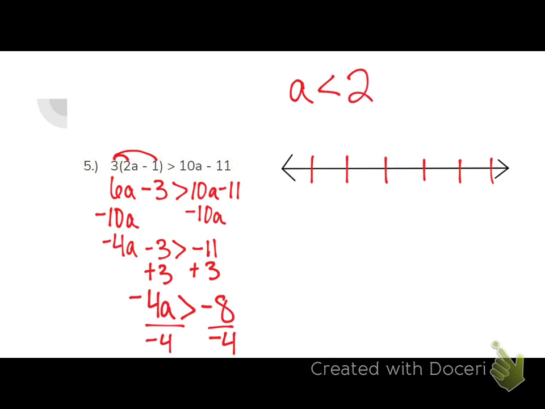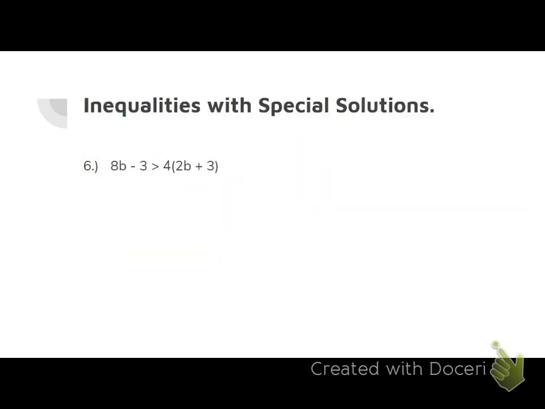All right, Matthew, am I open or closed at 2? Open. And Dominic, which way am I going to shade? To the left. Very good. What was our first step to solve this one? Distribute.